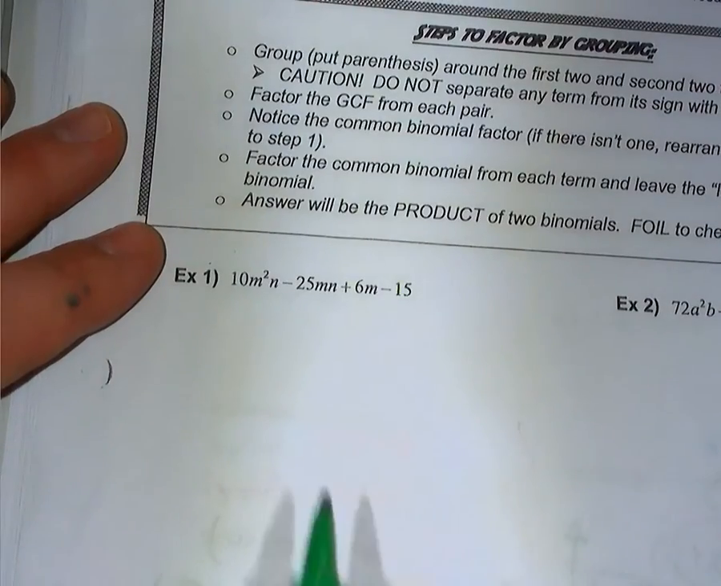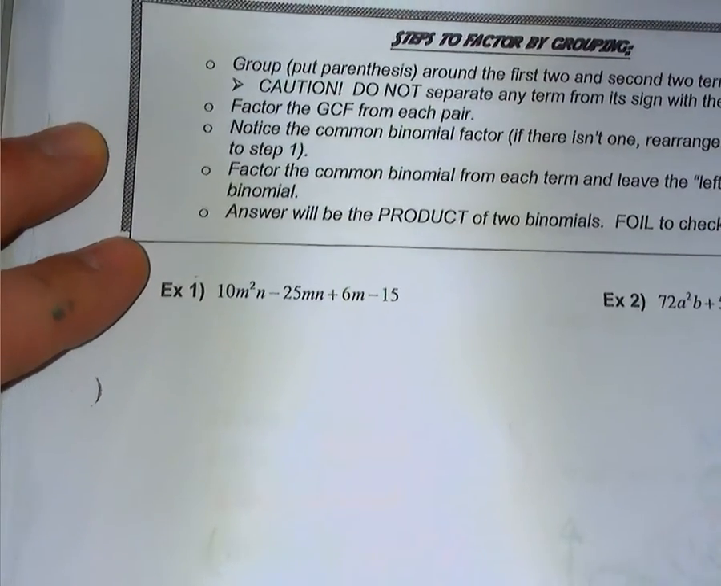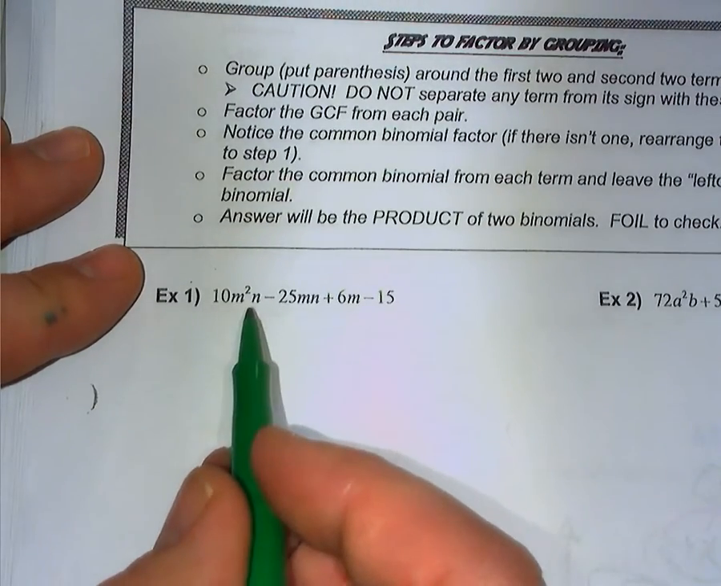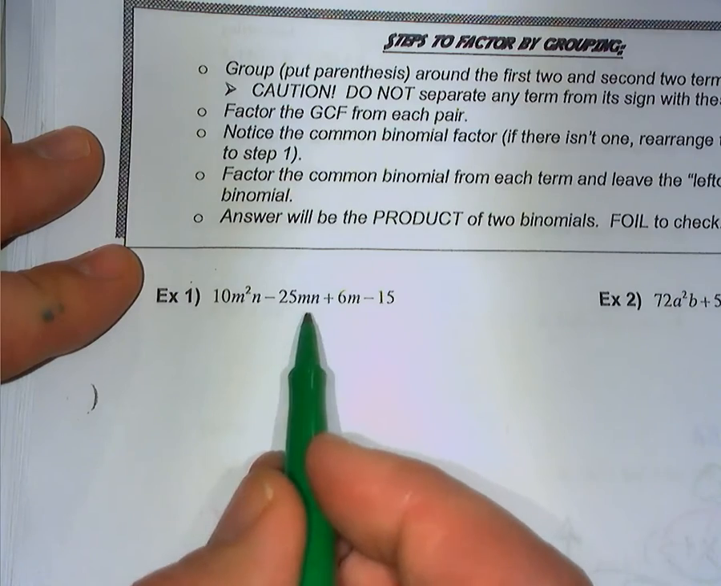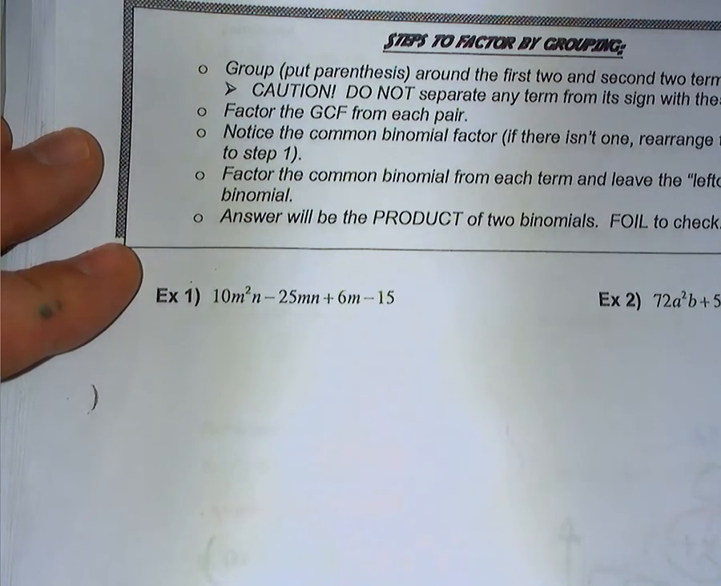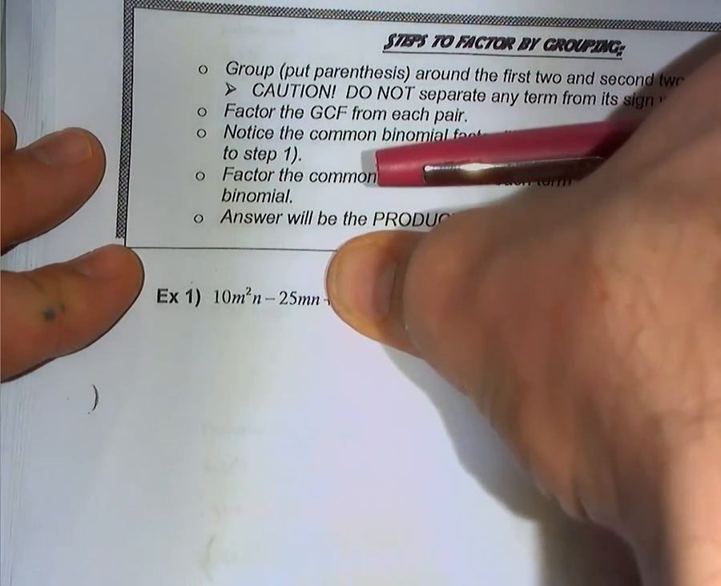All right, so I guess we'll start off with number 1. Here we go. So I have 10m squared n minus 25mn plus 6m minus 15. So again, we're factoring by grouping, so we're going to go ahead and cover up those last two and group these two.